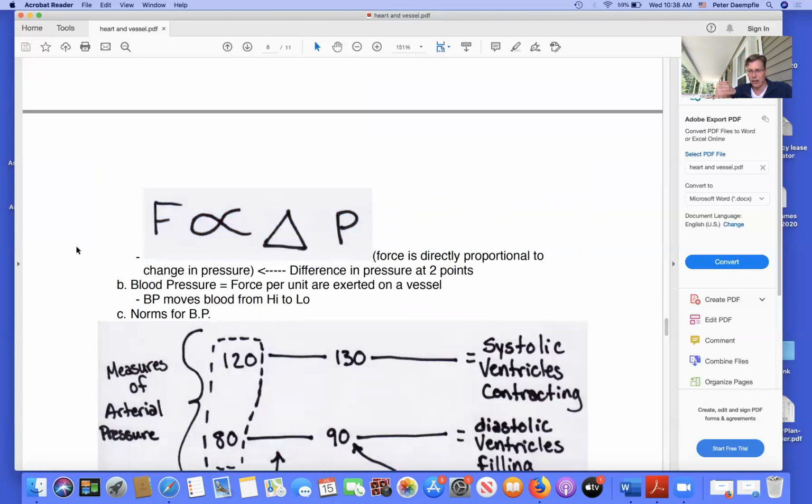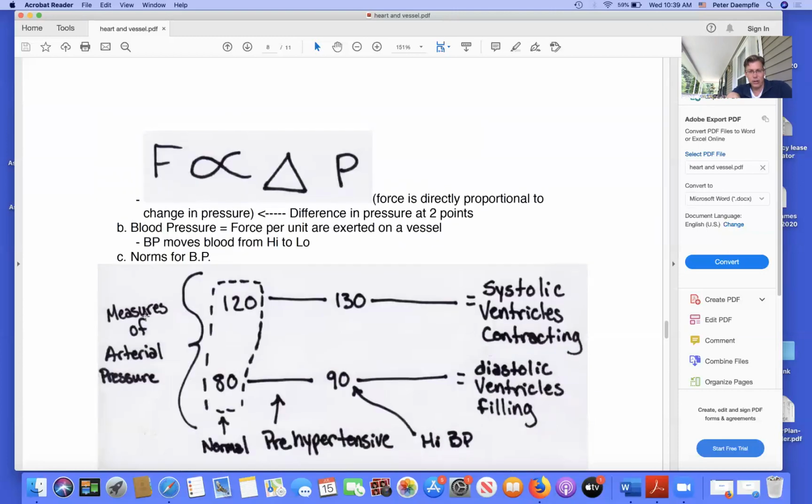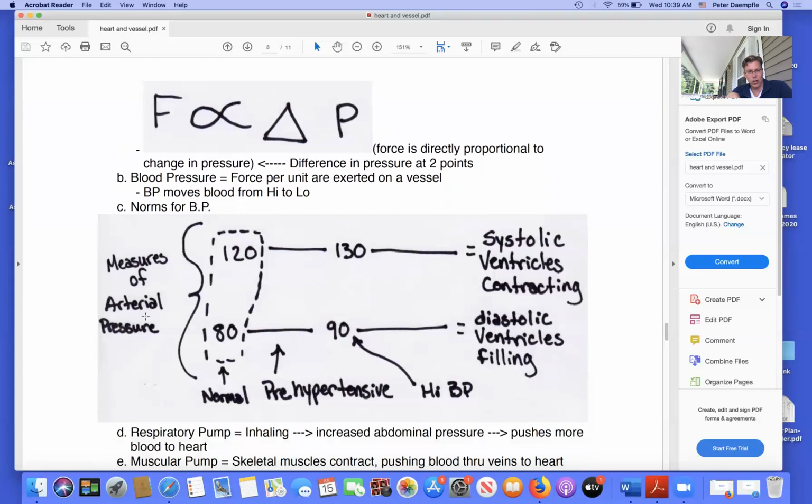So in other words, as you have a lot of pressure on one side and less pressure on another, blood's going to flow a lot quicker. A lot of pressure here, less pressure here, blood flows quickly. And that's the force determining blood pressure. What is blood pressure? The force exerted per unit on a vessel wall. And blood pressure always moves from a high to low amount, just like all fluids flow from a high to low pressure.